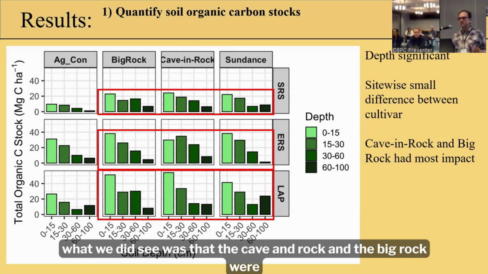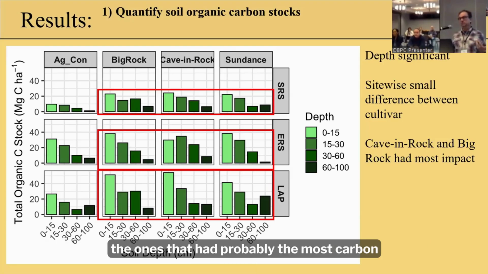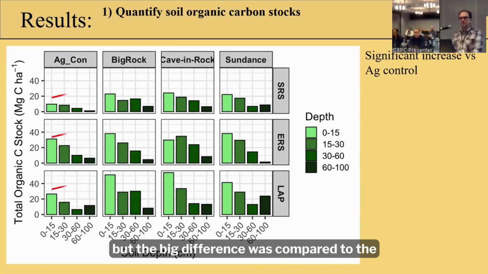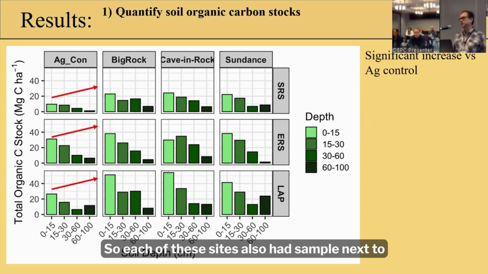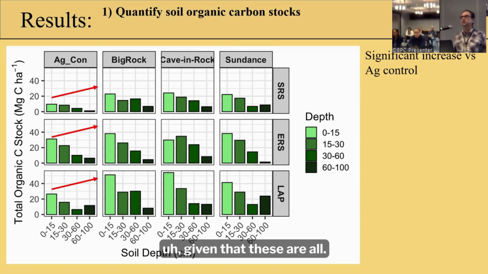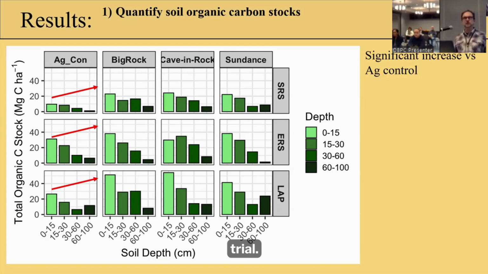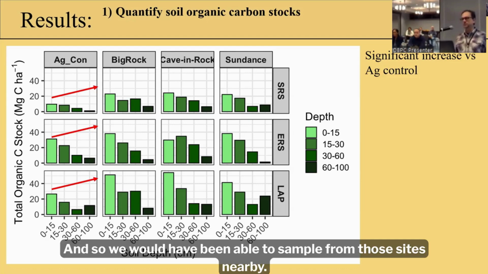Nevertheless, what we did see was that the cave-in rock and the big rock were the ones that had probably the most carbon that had been put in there. But the big difference was compared to the agricultural control. So each of these sites also had sampled next to them something that had been in row crops. Given that these are all research stations, there is always going to be some kind of agronomic trial, and so we would have been able to sample from those sites nearby.